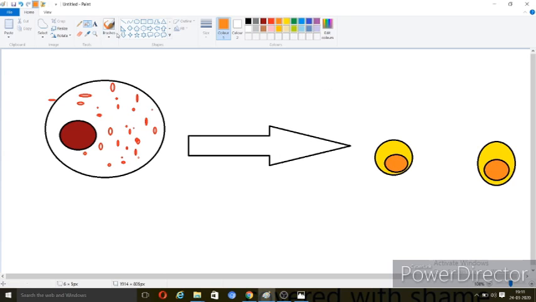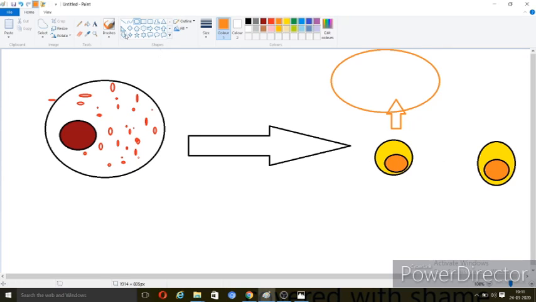Now this daughter cell, what will happen? This daughter cell also will not stay just like this. It will want to become a mother cell. So at that time, what does it have to do? Number one, the size has to be bigger. To become a mother cell, the size has to be bigger.